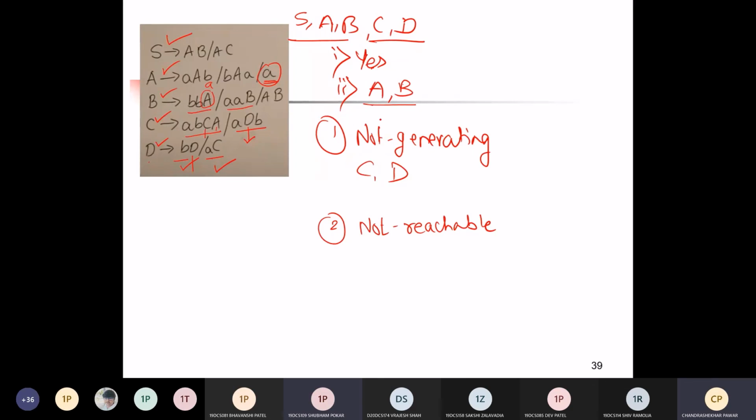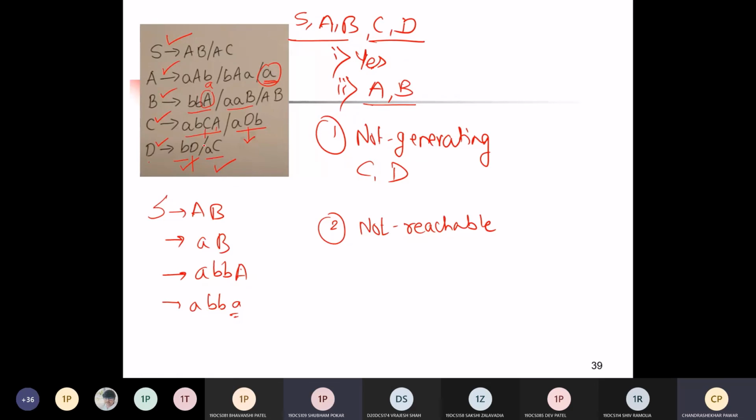Now for not reachable. If we consider the starting symbol production S produces AB, this A can be replaced by A, and then B, and this B can be replaced by any one of the productions of B, that is A, B, BBA. So this A can be replaced with A again. Just a minute, students. So here A and B are reachable.